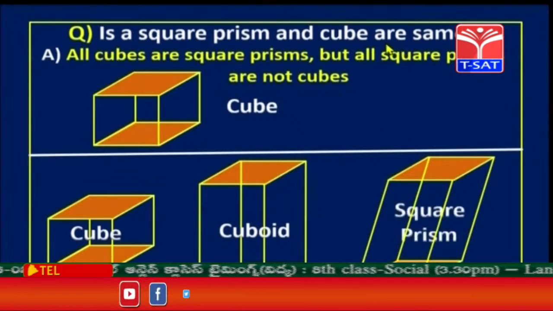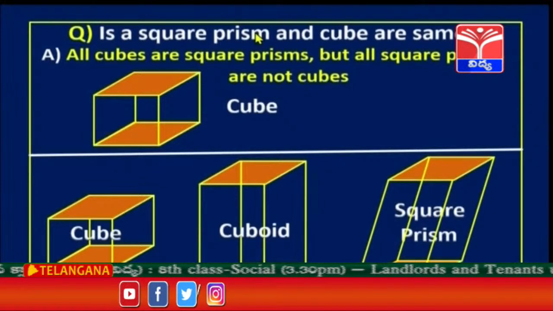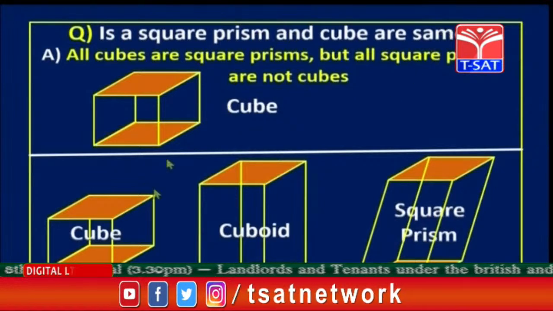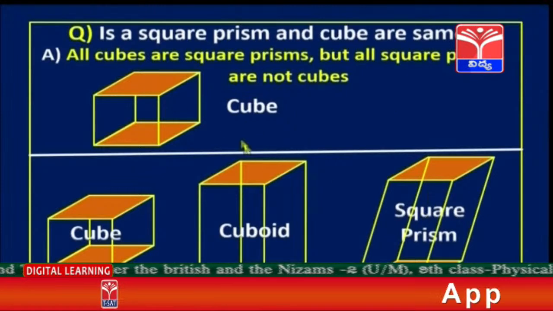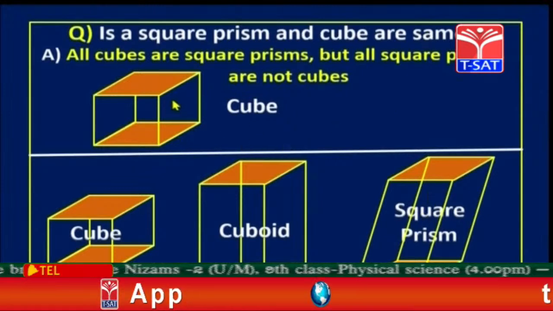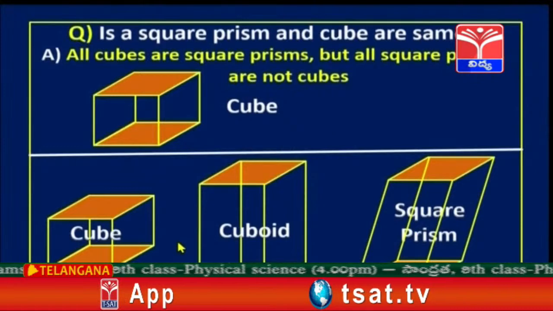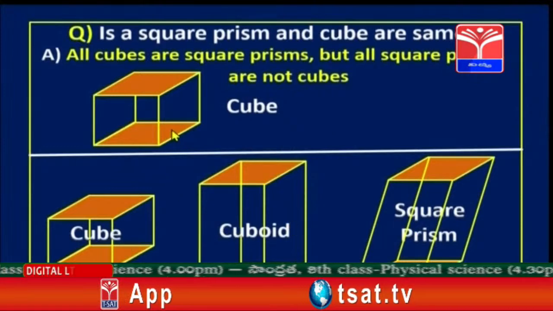Children, what is the question here? Are a square prism and a cube the same? Now these two are the same, children, but these two are different. So from this, what can we conclude, children? All cubes are square prisms, but all square prisms are not cubes.